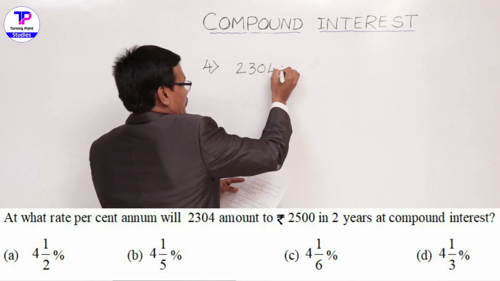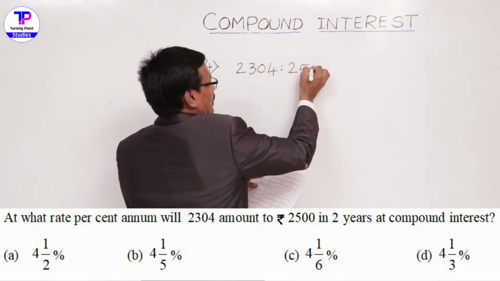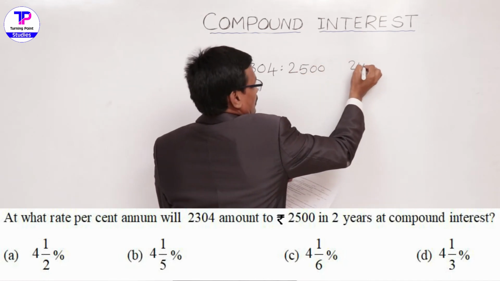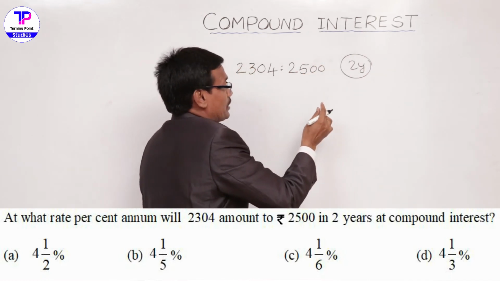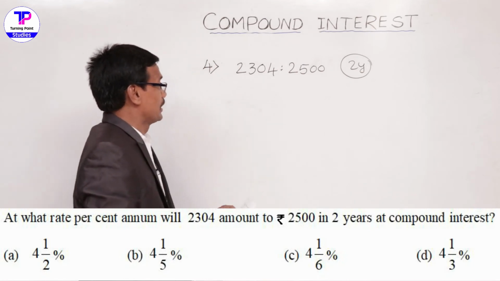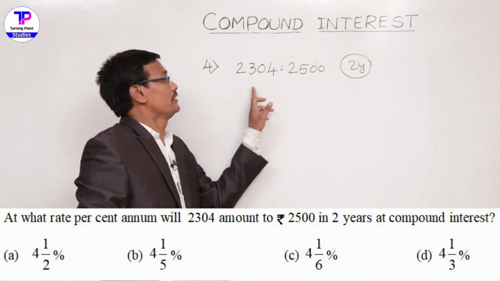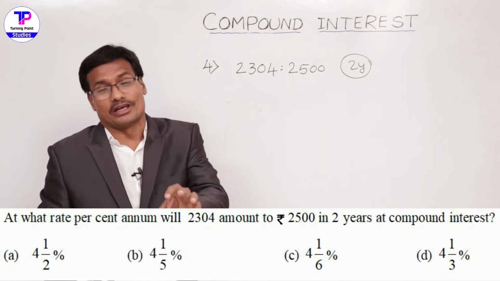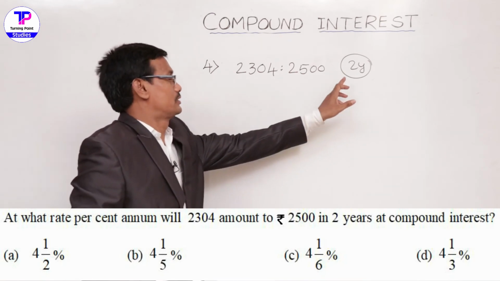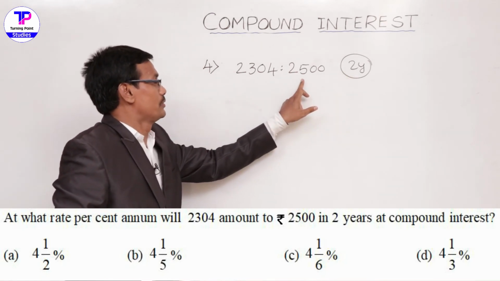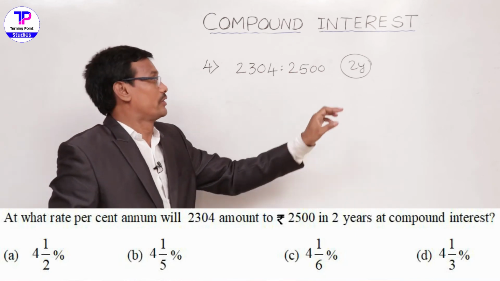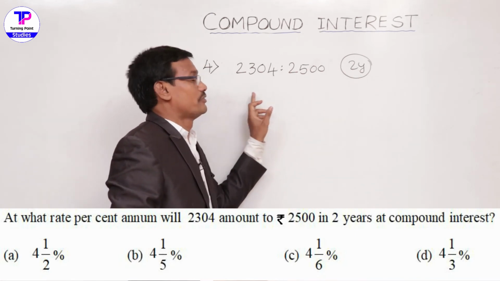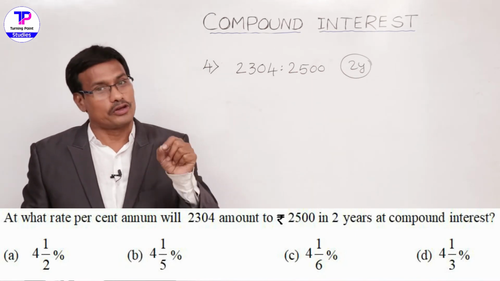2304 is to, what is the bigger value? 2500 for how many years? 2 years. So remember, whenever they are given 2 years, definitely our minimized terms should be in the form of square. Please remember, when n is equal to 2 years, our minimized terms are in the form of square, and when n is equal to 3 years, our minimized terms are in the form of cube.